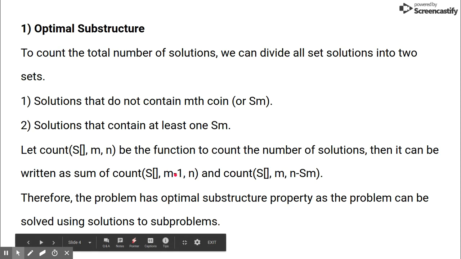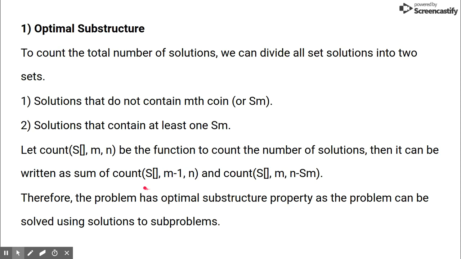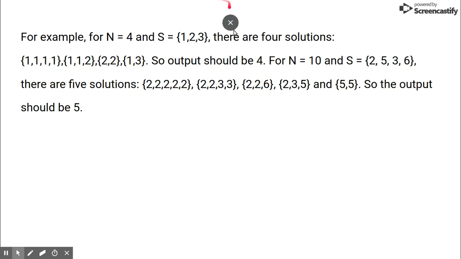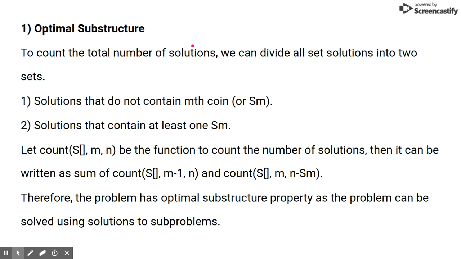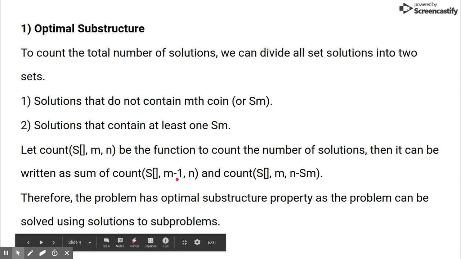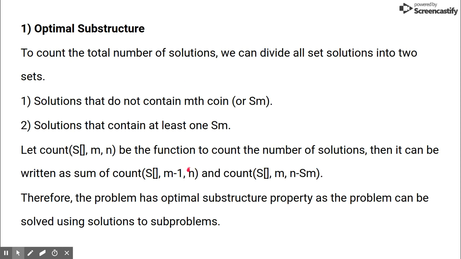S is the array of coins. count(S, m-1, n) means I am ignoring one coin. In our case, S is an array of 1 to 3. If I do m minus 1, it means I am ignoring one coin and will only use 1 and 2. Here I am ignoring one coin, but the value is as is.